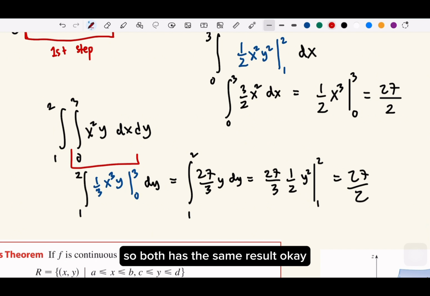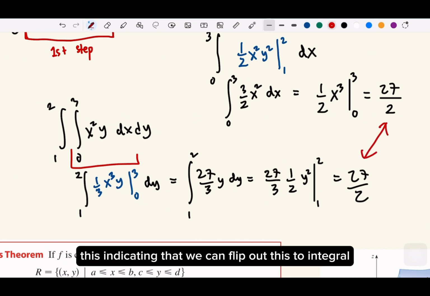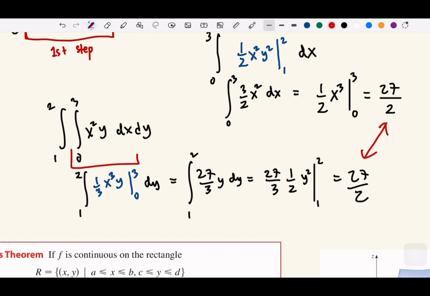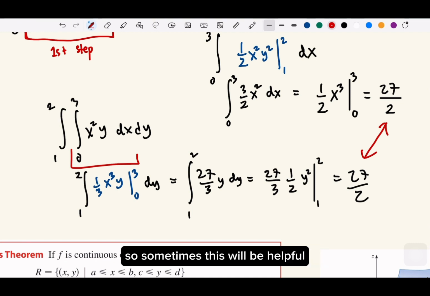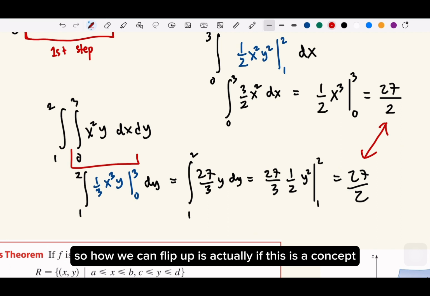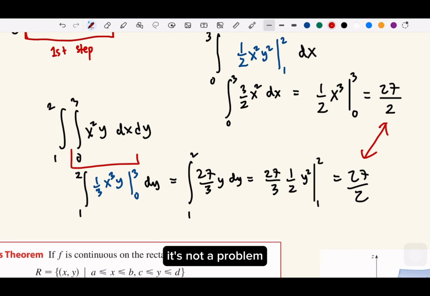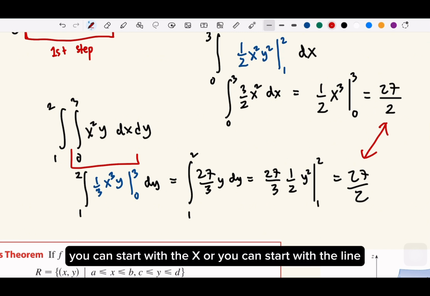So both have the same result. This indicates that we can flip these two integrals as we want. Sometimes, if you look at the function, it may be difficult to integrate in one order, but if we flip, it may be easier. So sometimes this is helpful. As long as the limits are constant, it's not a problem. You can flip anytime. You can start with dx, or you can start with dy. It's up to you, and you can flip as many times as you want.